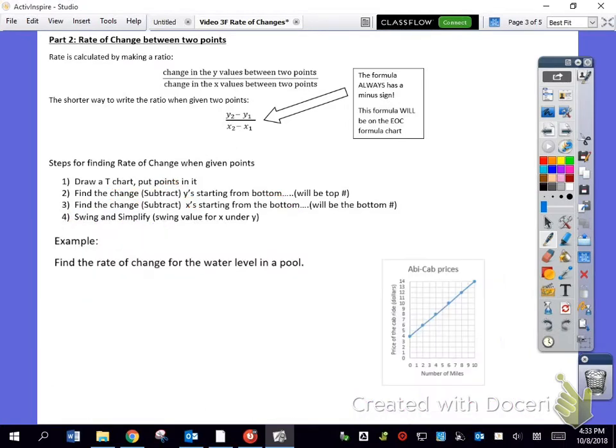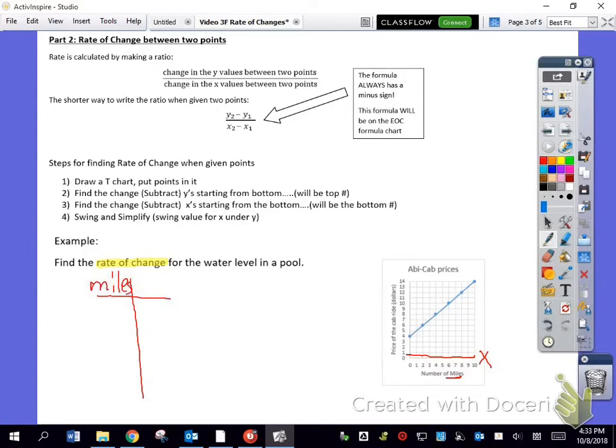Now look at the problem right above it. There is a t-chart and there's a graph, and on the graph, it says find the rate of change. Anytime you want to find a rate of change, you are going to set up a t-chart. Now your x-axis is always along the bottom, so that is the number of miles.